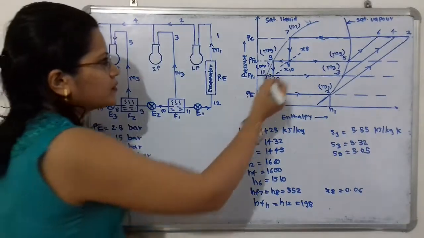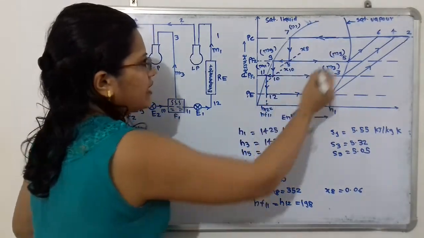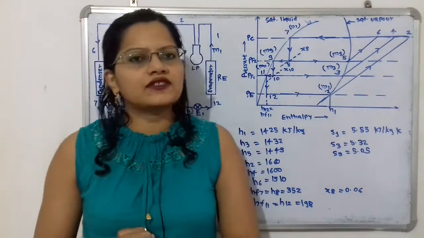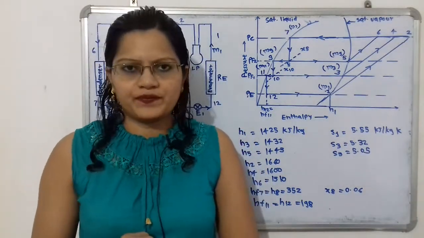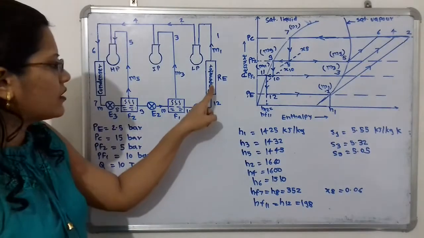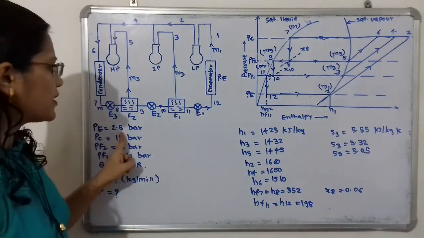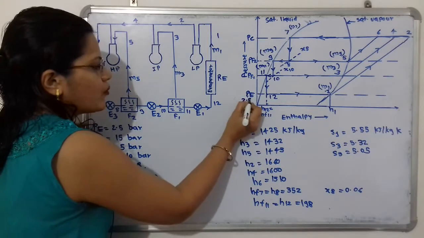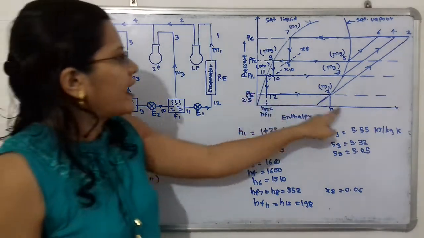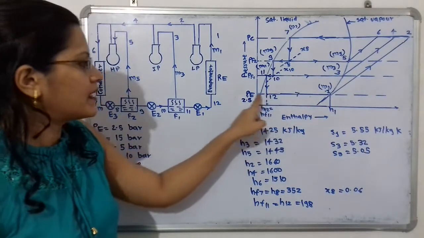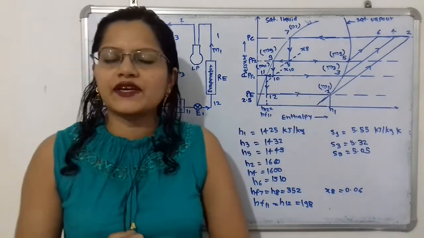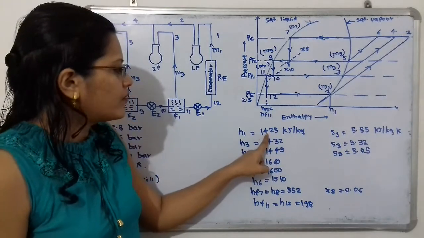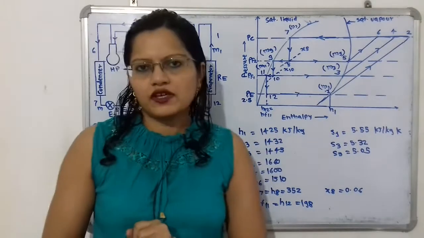If we observe, this is the saturated liquid line and this is the saturated vapor line. We will first select where point 1 will be. At the evaporator pressure, that is PE equal to 2.5 bar, there is the 2.5 bar pressure line, and here is the saturated vapor line. The point of intersection will give us point 1, and here H1 is equal to 1425 kilojoule per kilogram.